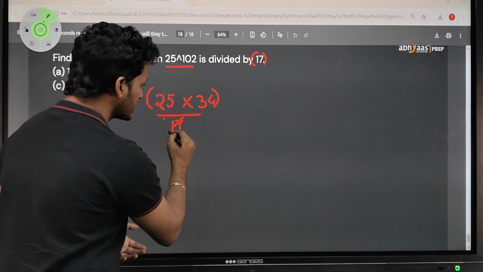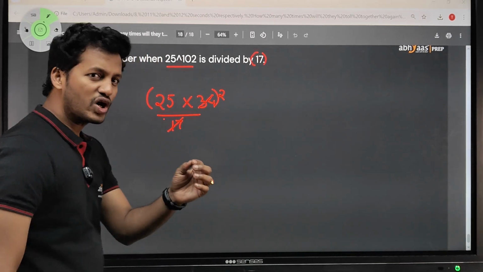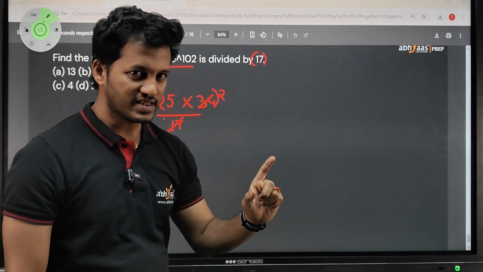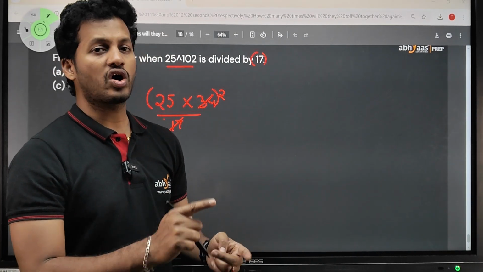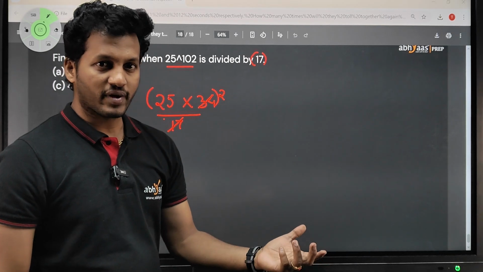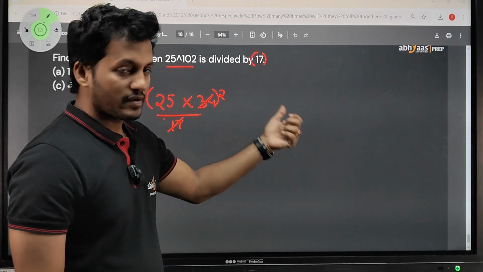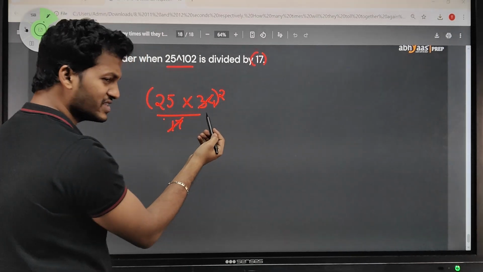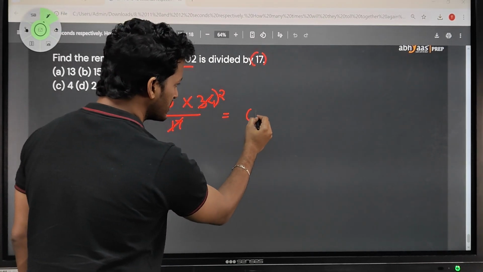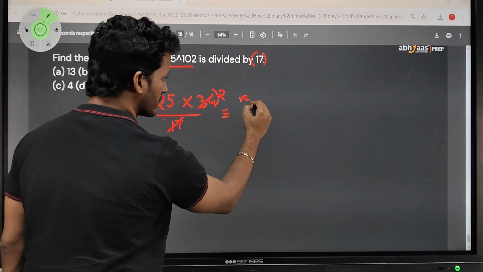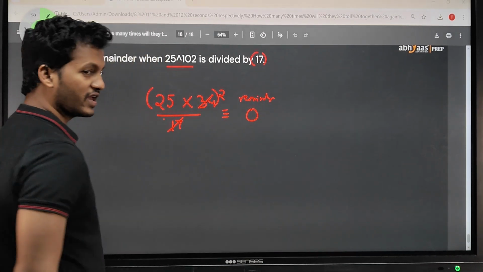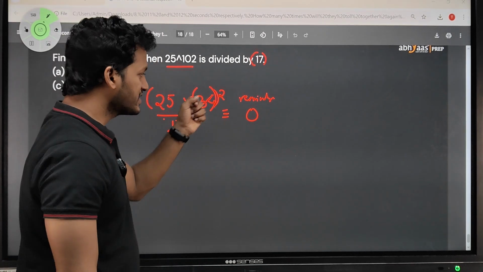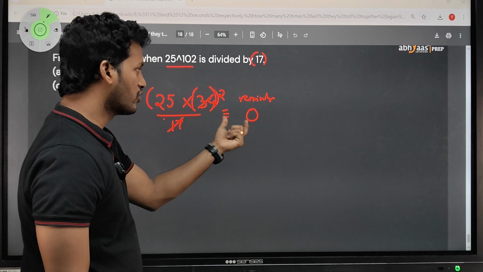Why? Because it is 17 times 2, 34. I am not asking what is the quotient or what is the number after division. I am just asking whether it is divided by 17 or not. If it is divided, there is no need of a remainder. If it is not divided, what is the remainder? Clearly see this one. 17 times 2 is 34 and the whole number is divided by 17. So there is no problem. The answer is 0, the remainder is 0. Why? Because the number 34 is a multiple of 17. So obviously it will be divided by 17 and the remainder of the whole thing will be 0.